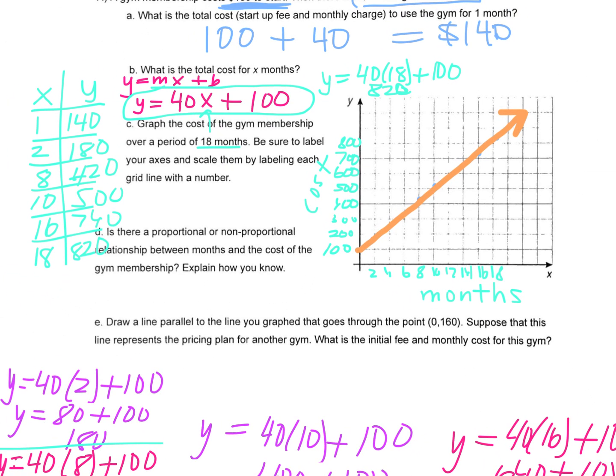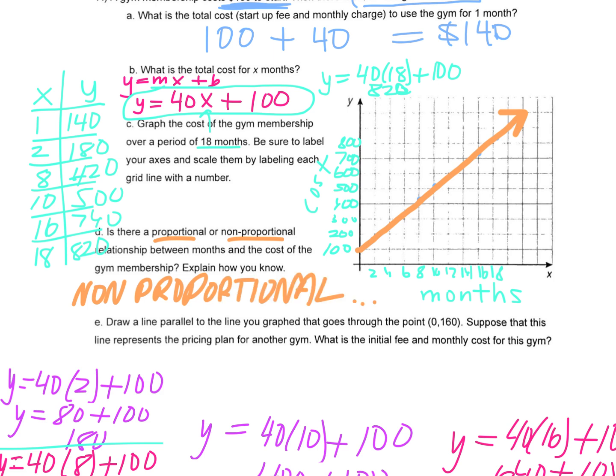Is there a proportional relationship? Or is it non-proportional? So you have to go back and remember it doesn't start at the origin, so it's non-proportional. And then you're going to have to explain why and say something like it doesn't go through the origin. Okay, so you have that part.